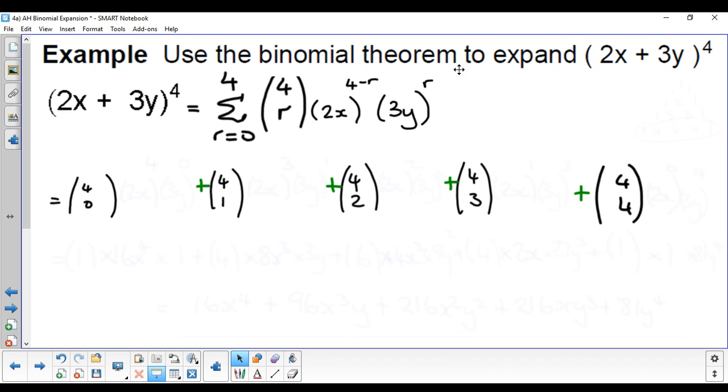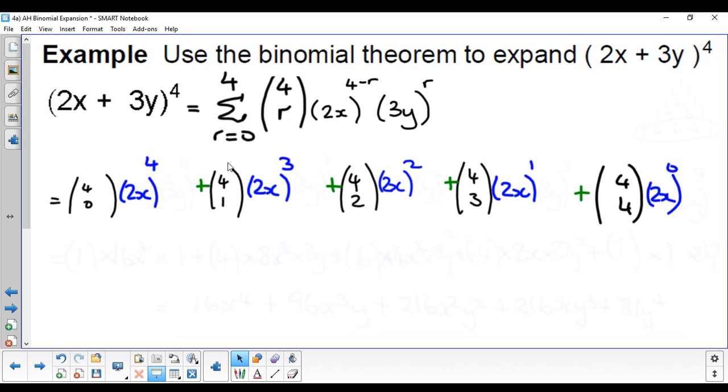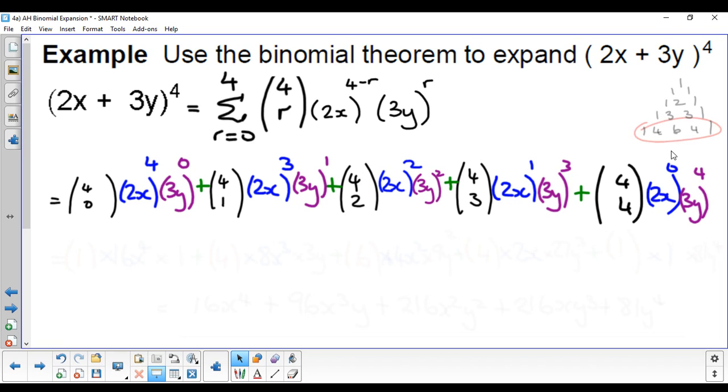And then we will have 2x in each. So 2x to the 4, 2x to the 3, 2, 1, 0. And then what about the y's? You'll have 3y to the 0, 1, 2, 3, 4. Okay. And then we need our triangle. So what are we going to do for the triangle? We are going to just quickly write down, and we know it's 1, 4, 6, 4, 1.